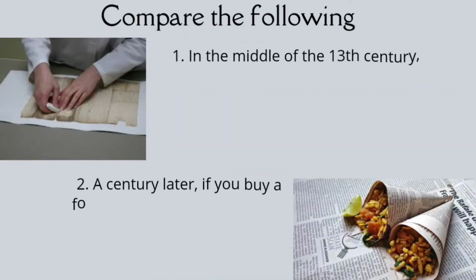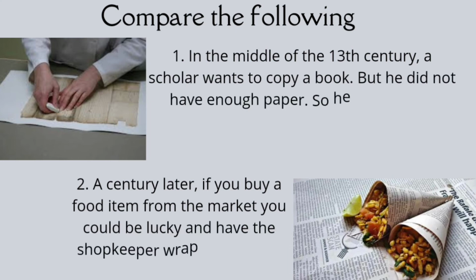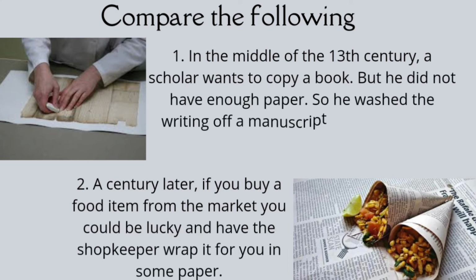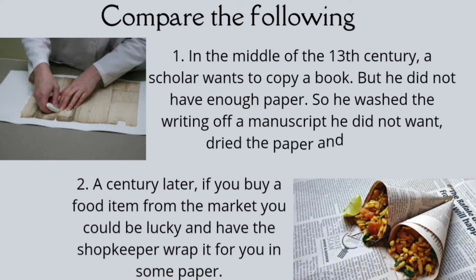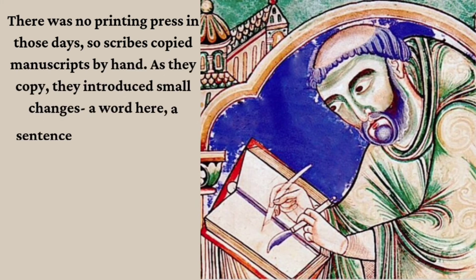Compare the following situations. In the middle of the 13th century, a scholar wants to copy a book, but he did not have enough paper, so he washed the writing of a manuscript he did not want, dried the paper, and used it. And second case, a century later, that means in the 14th century, if you buy a food item from the market, you could be lucky and have the shopkeeper wrap it for you in some paper. So see the difference. The paper was a valuable one in the 13th century but a cheaper one in the 14th century.